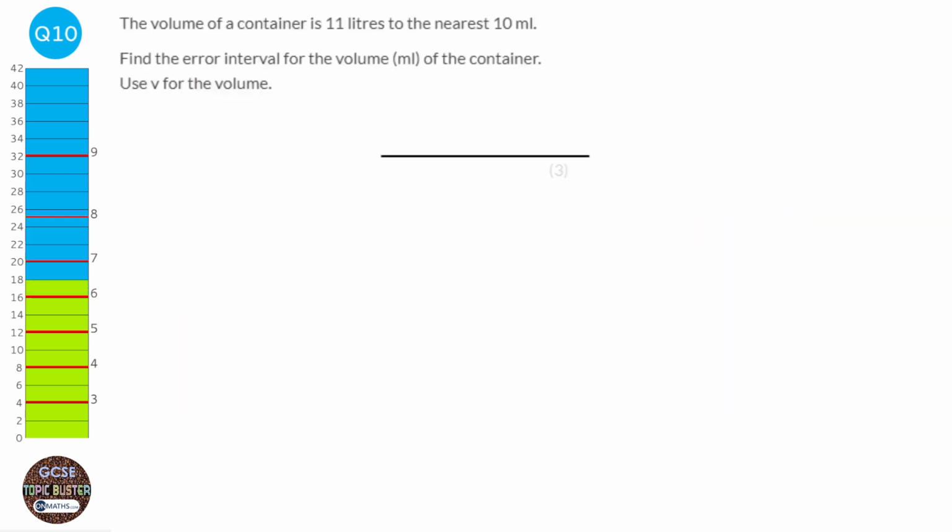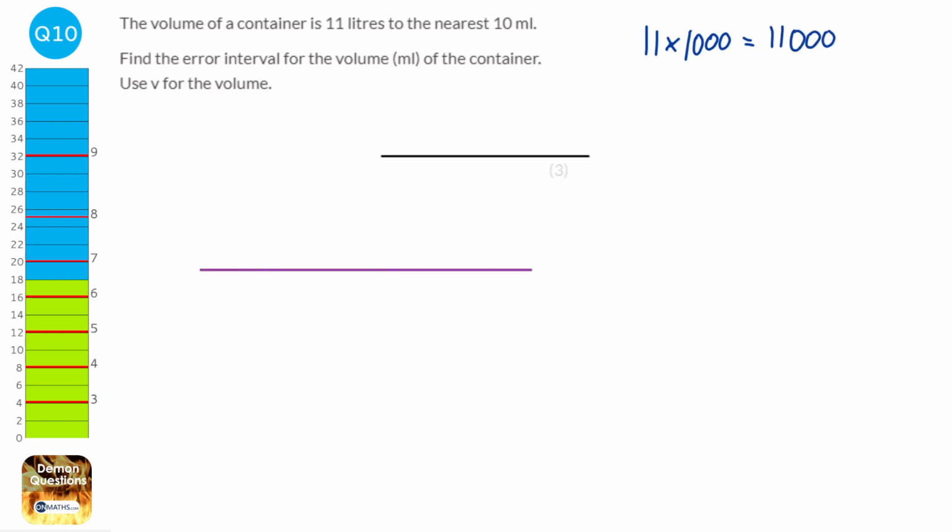So we're going to first of all convert the 11 litres into millilitres. So we're going to do 11 times 1,000, which would be 11,000. Okay, so we're going to just draw a line, like a number line. And we're going to have the 11,000 in the middle. Now, what would be the next one down if we're looking at to the nearest 10 mil? So we're going to add a 10 mil on, which will be 11,010.